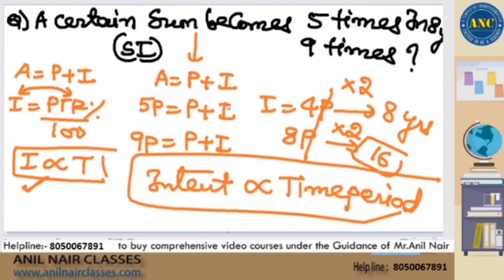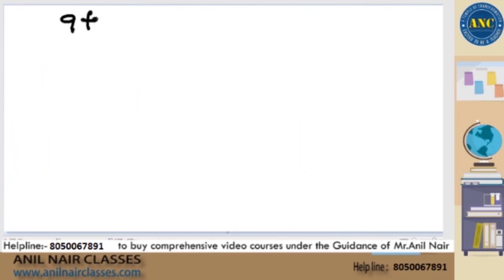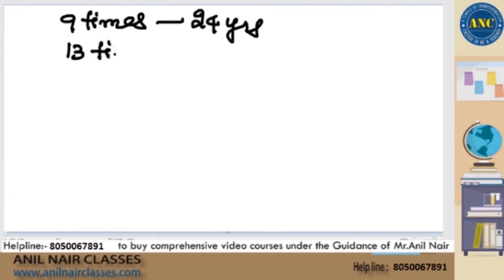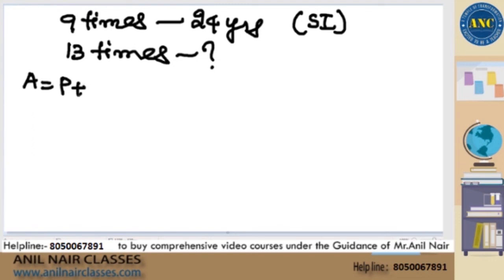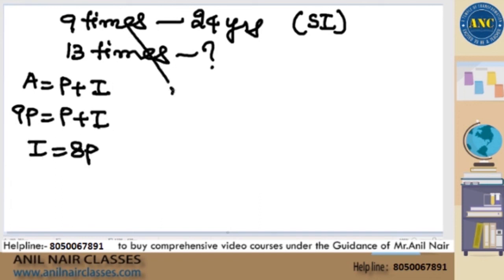One more question. A certain sum becomes 9 times in 24 years. To become 13 times, how much time is required under simple interest? Under simple interest, amount is equivalent to principal plus interest. 9p is equivalent to p plus I, so I will be 8p. So 8p will take 24 years.